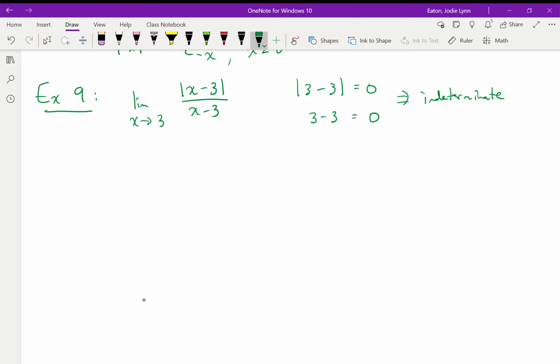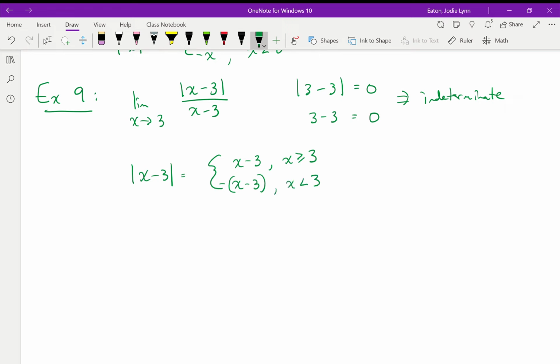So here we want to do this. We're just going to write the numerator in piecewise form. So the absolute value of x minus 3, we want to look at where it's positive. So where it's positive, it gets left alone, just as x minus 3, and it's positive when x is greater than or equal to 3. And it is negative, so it gets negated, negative x minus 3, when x is less than 3.